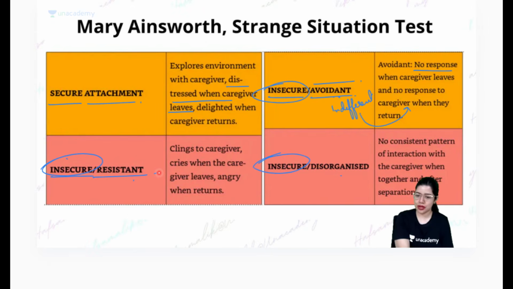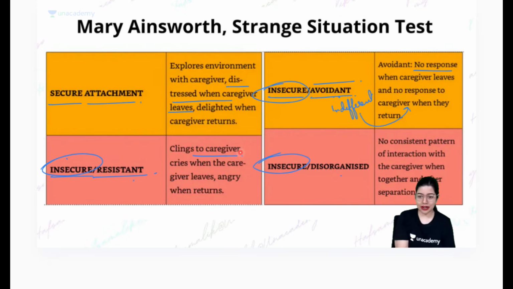If they come back and they're in a bad mood, you better stay quiet and not talk. So it's like that. Anyway, all right. Now this one always wants to cling to the caregiver because there is that threat of abandonment. ठीक है, threat of abandonment रहती है तो बच्चा क्या करता है? Always wants to cling to the caregiver.